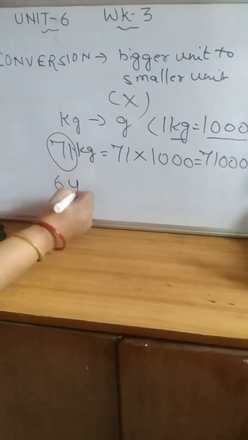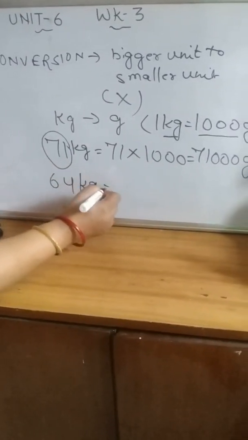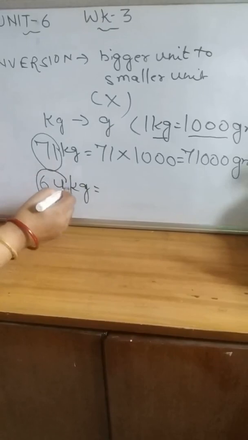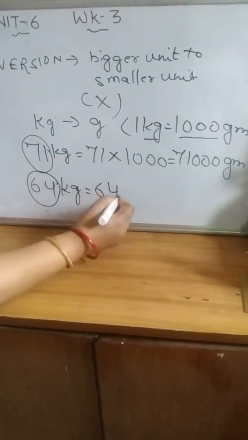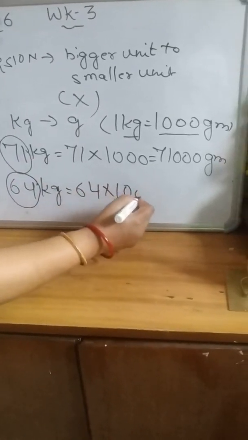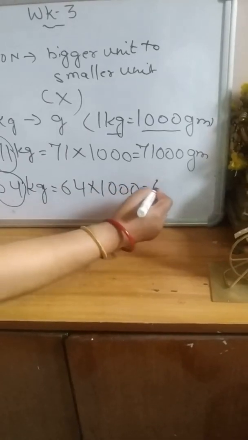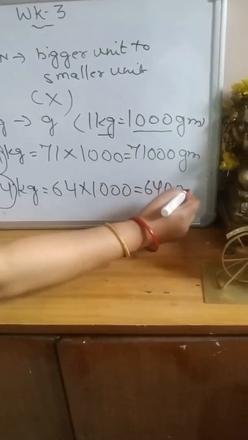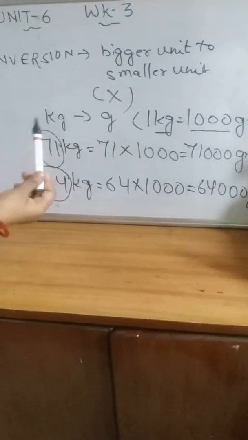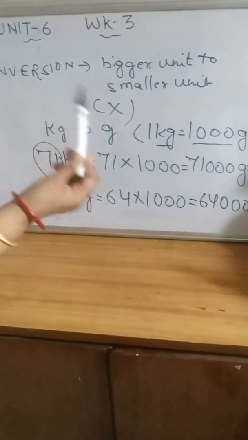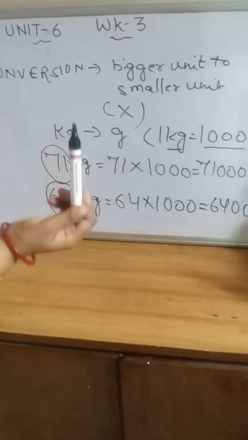Okay. Now another example, like 64 kilogram. So what we will do? The number of this kilogram, that is 64, will be multiplied with 1000, right? So it will be 64,000 gram. So here all of you see that whenever we are going to convert the bigger unit into the smaller unit, first thing we do multiplication.